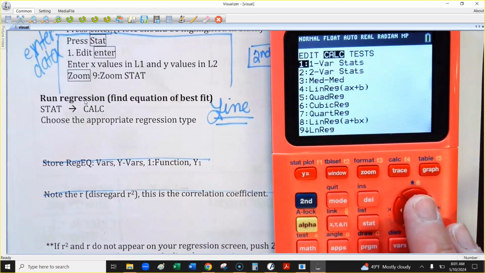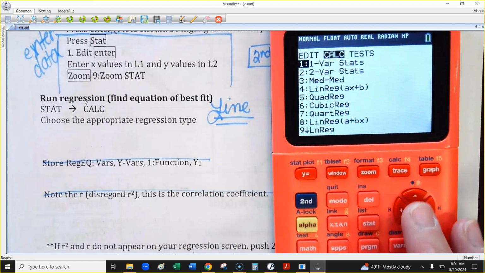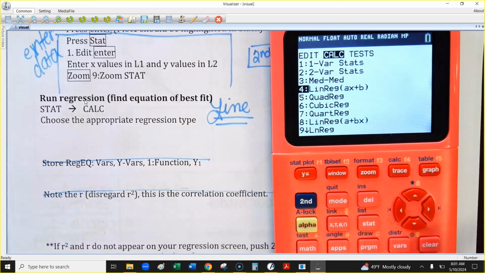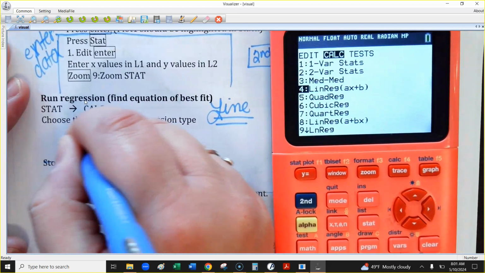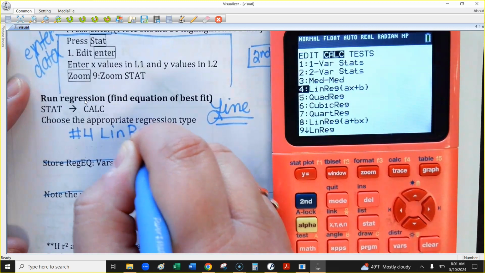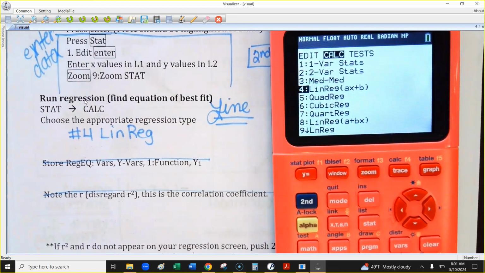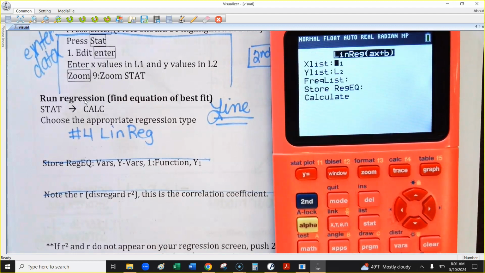So we've used this before for the mean, median, mode, five number summary. But instead, what we want to do here is we want to find a linear model for our data. So if you think it's linear, it's going to be number 4. It'll say LinReg. It stands for linear regression. So if you think it's a line, that's the one you want. So you can type the number 4 or arrow down to it and just keep hitting enter until the linear regression shows up.